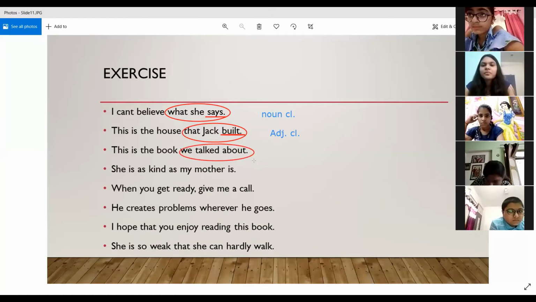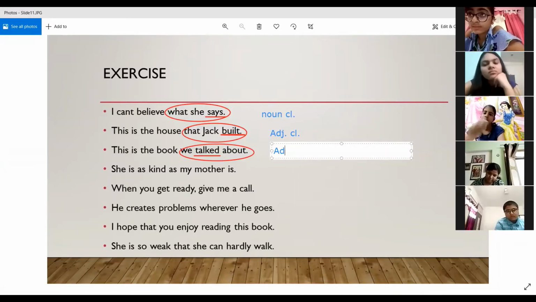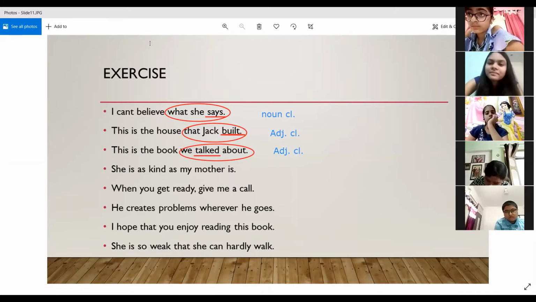Now tell me the verb that is present. Talked. Yes, talked over here is the verb. So this one is also acting as an adjective clause. Both of them are describing some noun. One was describing the house, the other was describing the book. And both of them have verbs in them. Thank you, sir. Welcome. Yes, Akash.